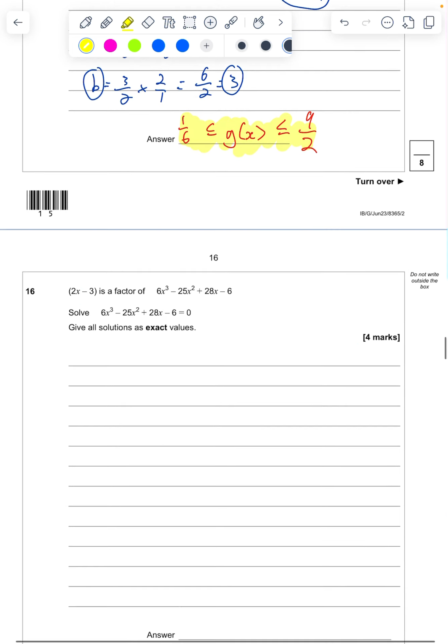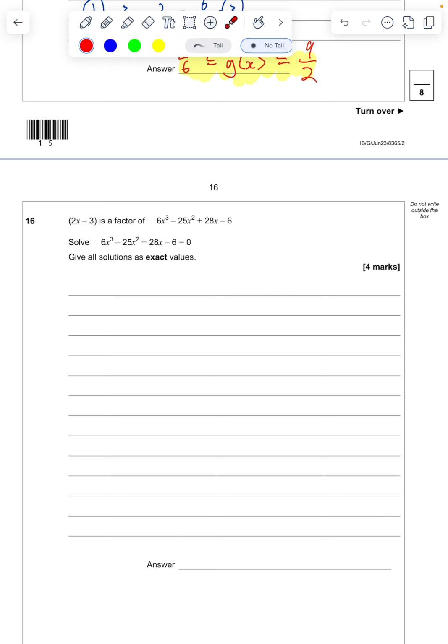Okay, question 16. If something is a factor of a polynomial, the factor theorem states that you put that equal to 0 and you say that x is going to be equal to 3/2. So if this is a factor, then when you put 3/2 into this, it should be equal to 0. Anyway, that's not what it's even asking for. If this is a factor, that means you can divide it nicely. So you're saying 2x minus 3 will go into your polynomial 6x cubed minus 25x squared plus 28x plus 6.